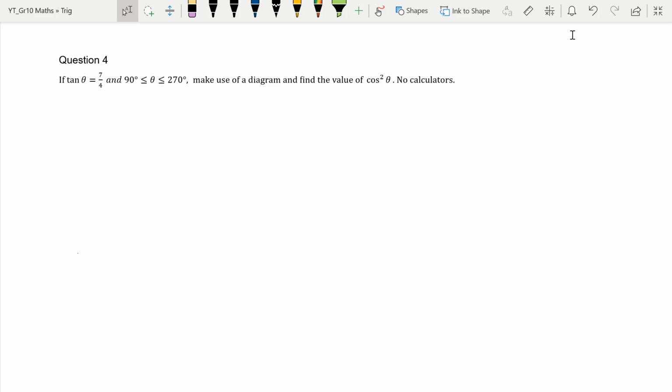In this exercise, we are going to do 3 examples where we are going to make our own diagram to figure out the value of certain trig ratios. We're not allowed to use our calculators, we can only use our diagram. So let's jump in and do that.